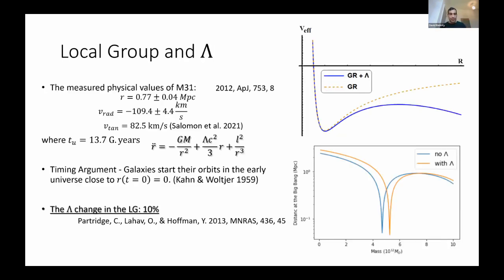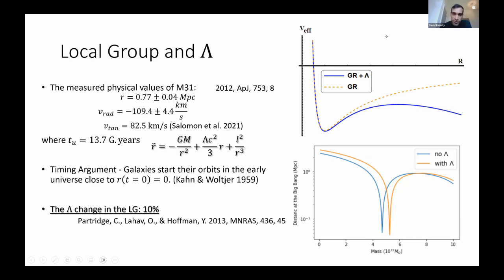So the timing argument is like, we know the final condition, we know the initial condition, and then what is the corresponding mass that fits these initial and final conditions. So I did the corresponding trick. I took the final condition of Andromeda, and then backwards in time, I tried to search what is going to be the distance at the Big Bang.